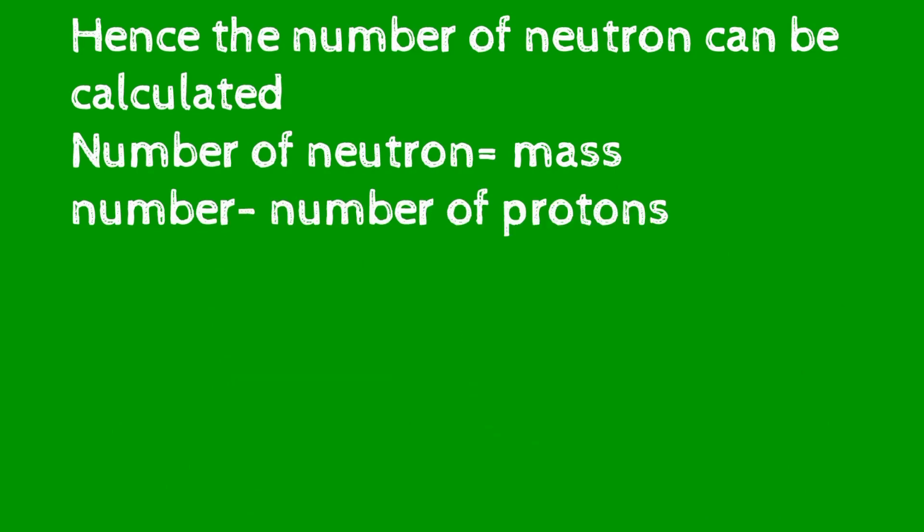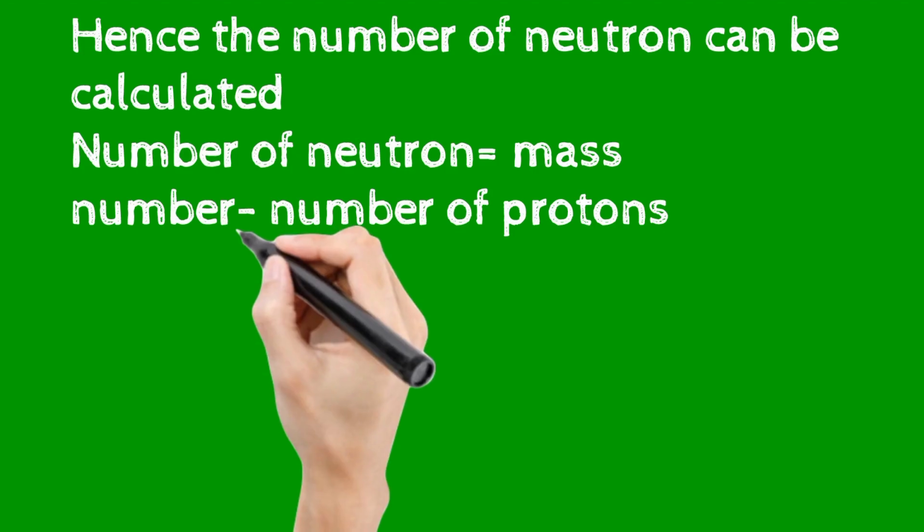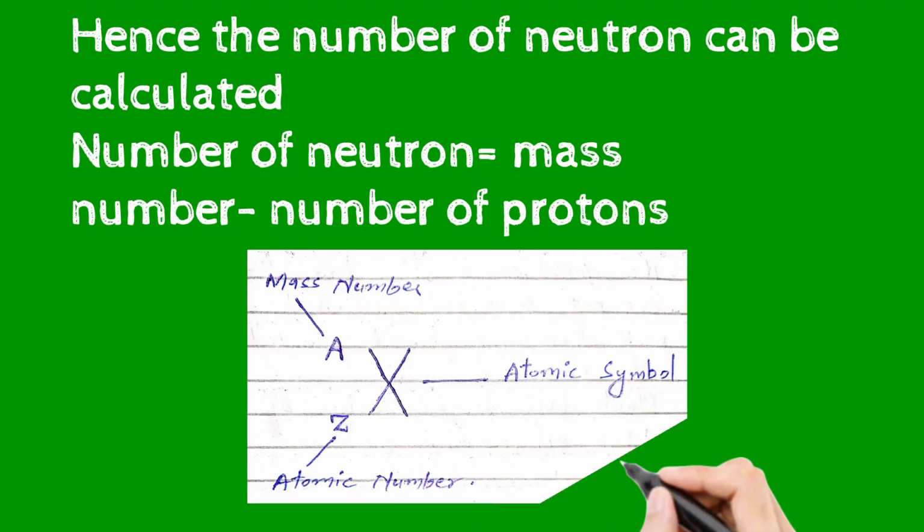Hence, the number of neutrons can be calculated as: number of neutrons is equal to mass number minus number of protons. It is derived from the formula of mass number.